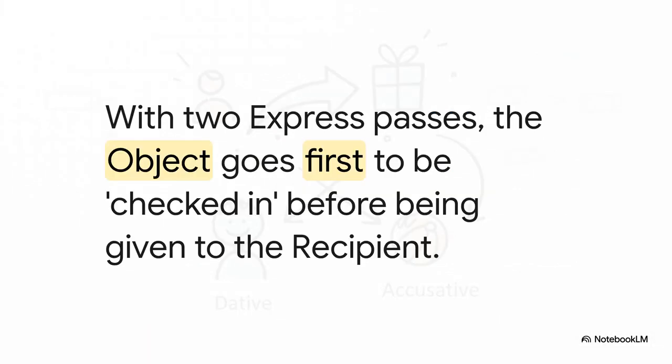But wait, our cinema analogy can still explain this, believe it or not. Just think of it like this. When two people show up at the front with those express passes, a special protocol kicks in. The staff has to check in the object first, scan the ticket for the thing, before they can hand it over to the person receiving it. The object just has to be processed first.